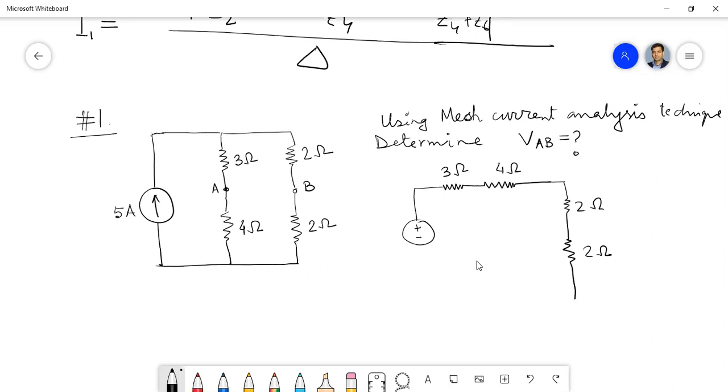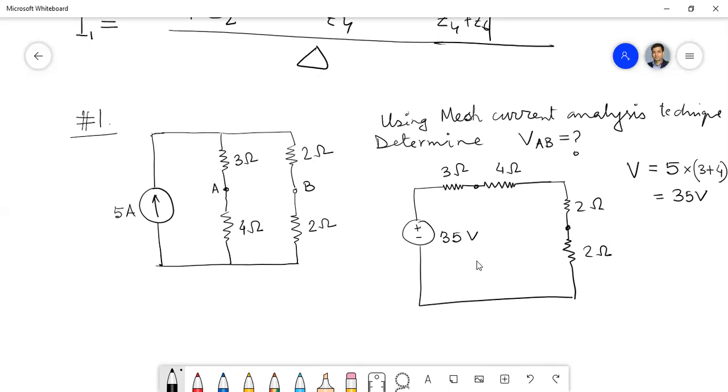So it will be 5 into 7, isn't it? So this is 35 volt, because the voltage value equals the current into the resistance in parallel. So it will be 35 volts, correct? Now this becomes the loop.